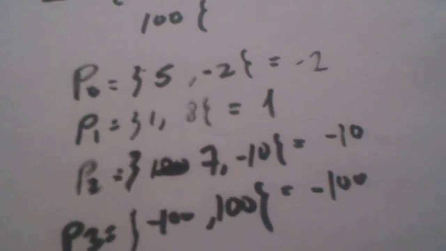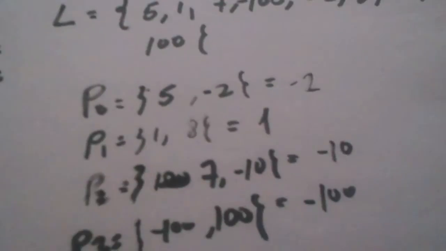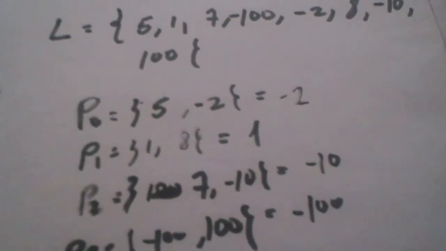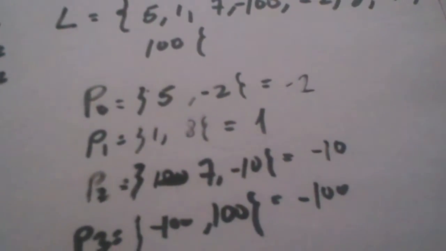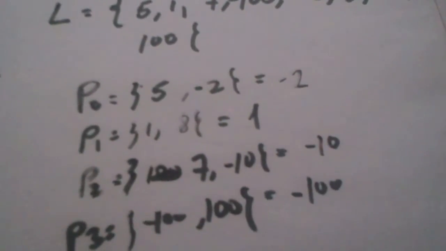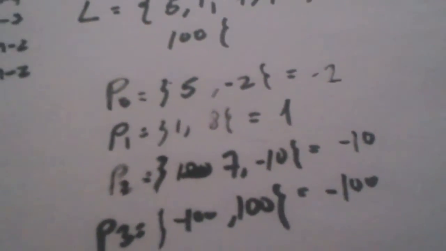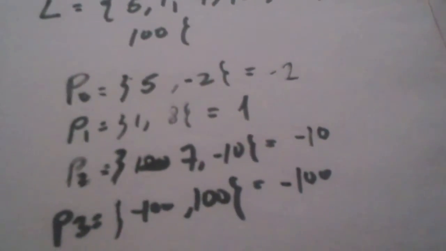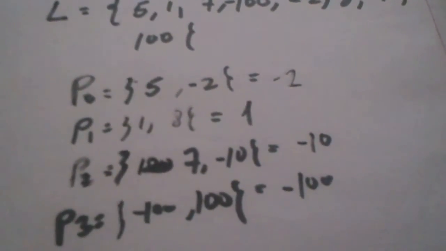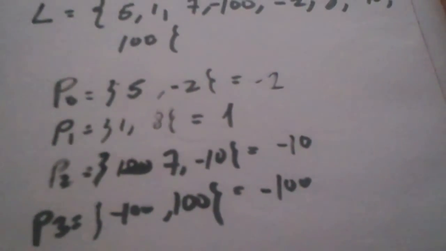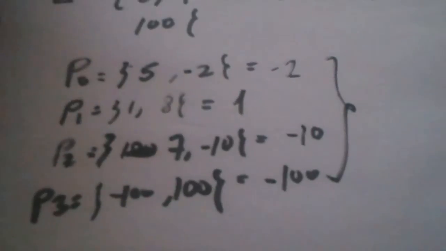And each processor is going to find the minimum value of its sub-array. So processor 0 has minus 2, processor 1 has 1, processor 2 has minus 10, processor 3 has minus 100. So until then we've done a trivial parallelism for calculating the minimum value. And finally, if we want to find the minimum value of the whole array L, we need to merge all these values, which implies a communication between processors.